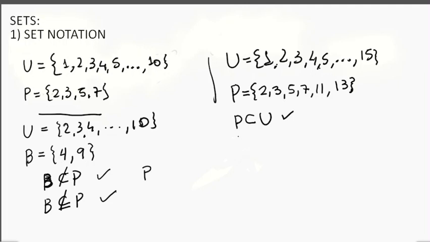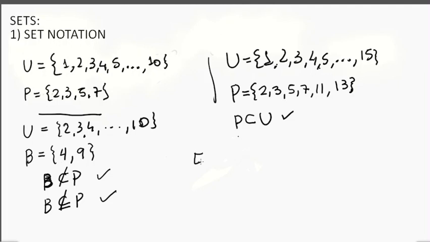So this is how we would do it. If I tell you, for example, in a question, is this true? B is not a subset of P, is it? No, so you would say, well, that's true, or you would have to write the symbol like that.